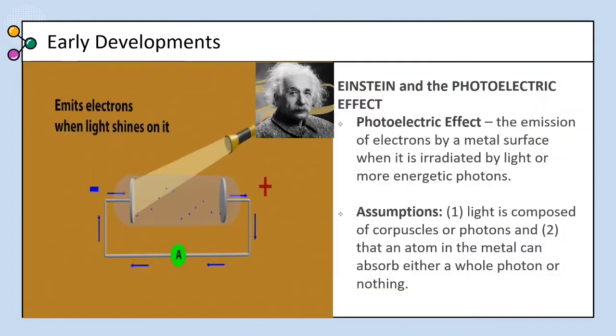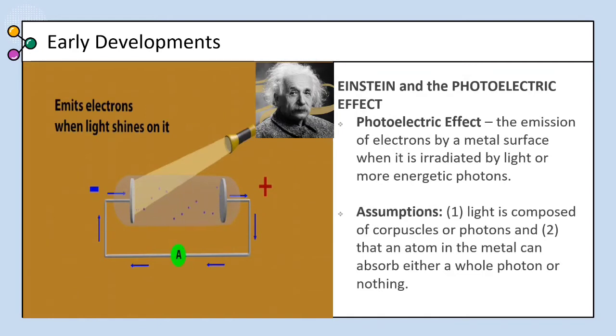In 1905, Einstein extended Planck's hypothesis to explain the photoelectric effect, which is the emission of electrons by a metal surface when it is irradiated by light or more energetic photons. The kinetic energy of the emitted electrons depends on the frequency of the radiation, not on its intensity. For a given metal, there is a threshold frequency below which no electrons are emitted. Furthermore, emission takes place as soon as the light shines on the surface. There is no detectable delay.